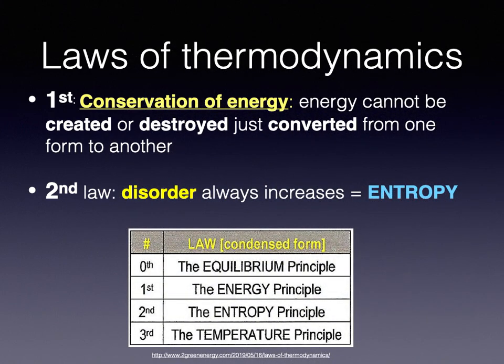All energy obeys the laws of thermodynamics, and there appear to be four of them, but you only need to worry about the first and the second. The first law of thermodynamics is the conservation of energy. Energy cannot be created or destroyed, just converted from one form to another. The second law says that disorder always increases, and that disorder gets a fancy term: entropy.